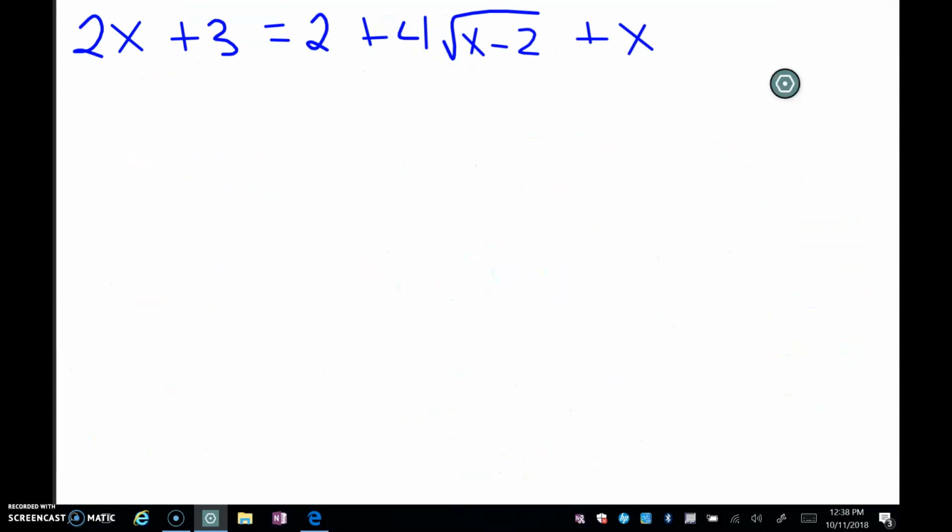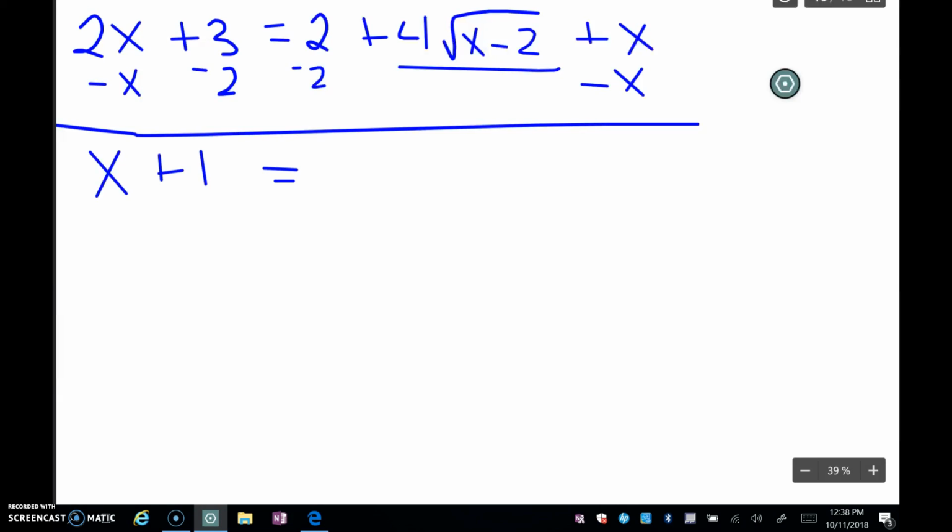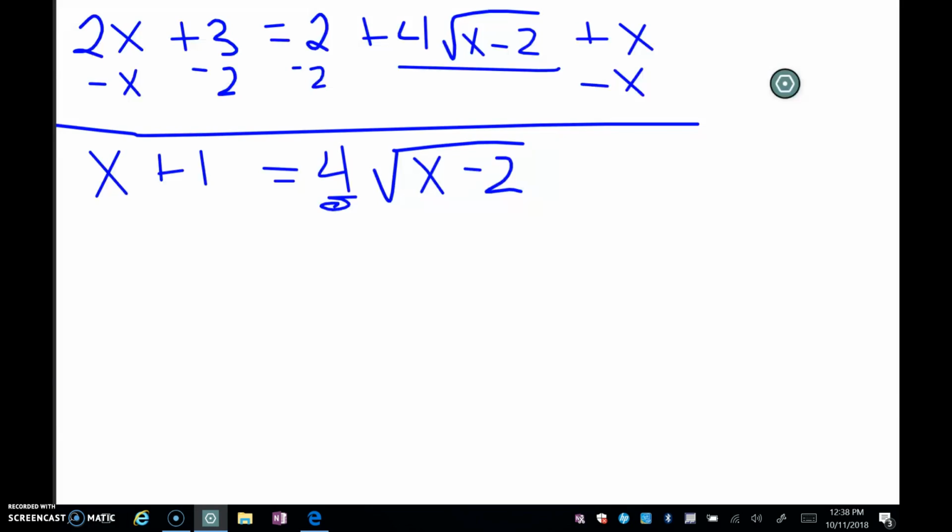So what I want to do now is to get this radical by itself. So I'm going to subtract 2 and subtract x to get them over to the other side. That gives me x plus 1 equal 4 times the square root of x minus 2. And this is a decision I have to make. If I want to, I can divide by the 4, but that would create fractions. So I think I'm going to leave it on that side, and I'm going to go ahead and square. So I'm going to square both sides.